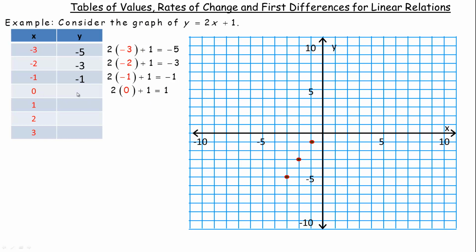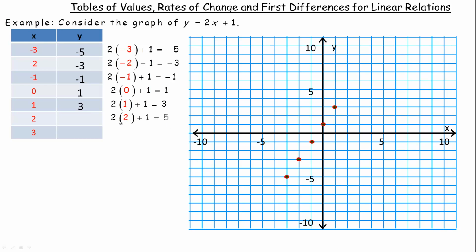So next we'll put 0 in place of x. So that works out to 1. So the point 0, 1 would be this one right here. Remember, 0 means you don't go right or left. You just go up the 1 then. So let's put 1 in next. 2 times 1 is 2, plus 1 works out to 3. So the next y value is 3. So 1, 3 would be right here.